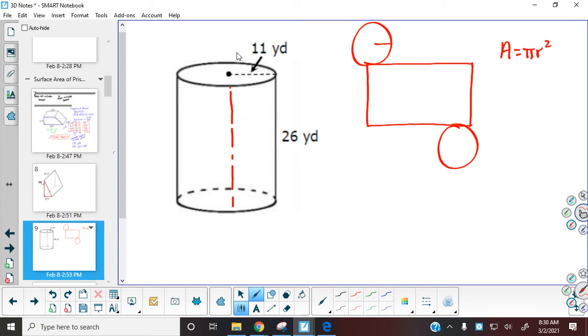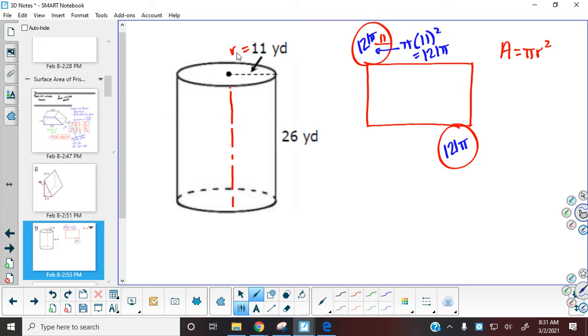If we look at our picture, the radius is 11, so we know that r is 11. So we can figure out one of those bases by doing pi r squared, which is equal to 121 pi. I'm not going to worry about multiplying that out right now. I don't want to keep track of ugly decimals. So this is 121 pi, and this is 121 pi. Right? Hopefully that's pretty straightforward.